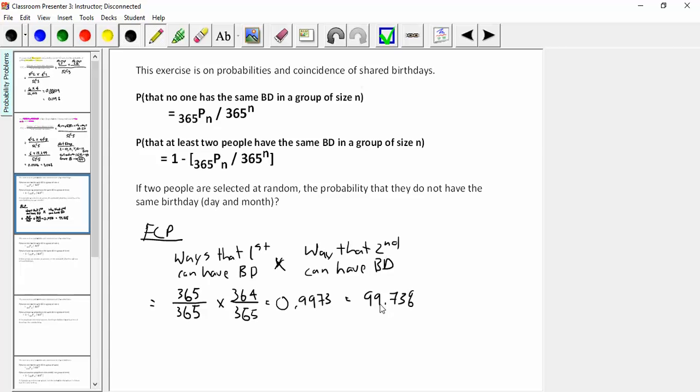It's a very high probability that if you just select two people at random and ask them if they have the same birthday, very high probability you're going to find no, they do not have the same birthday. Okay, we haven't used our equations yet, but that's coming. I just wanted to show another alternative way of using the FCP here.